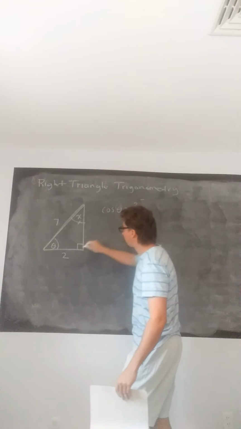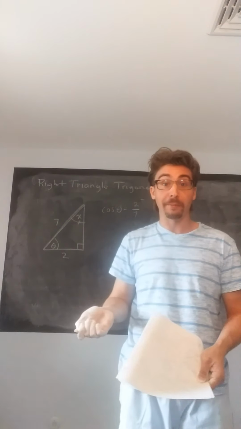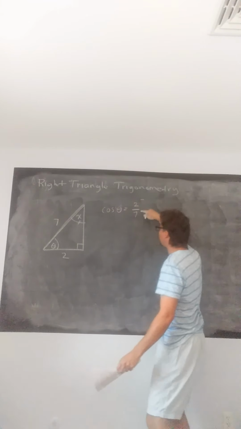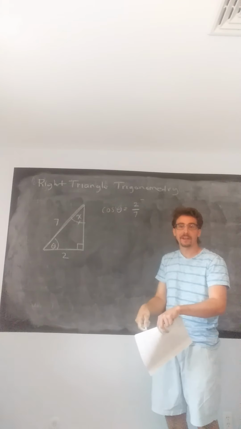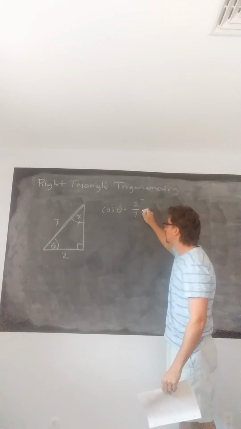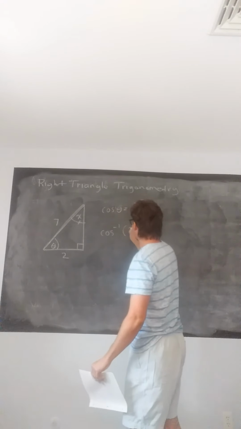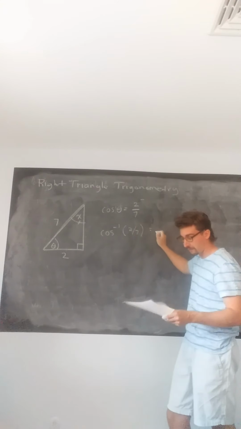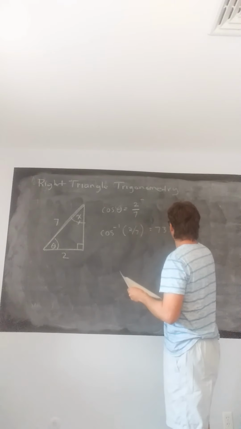So cosine of theta is 2/7. How do we find theta? This is like an inverse function problem, right? Because what we're saying here is cosine of what angle is going to spit out 2/7. In other words, when we put some kind of angle into the function machine, we're getting the value of 2/7 out. So the way that we figure this out using the calculator is we're going to say cosine inverse of 2/7. So you're going to enter that in your calculator, cosine inverse of 2/7, and that's going to give us this value here, about 73.4 degrees.